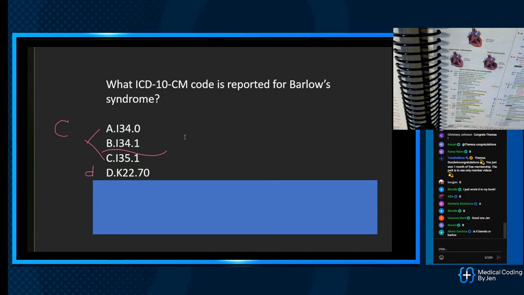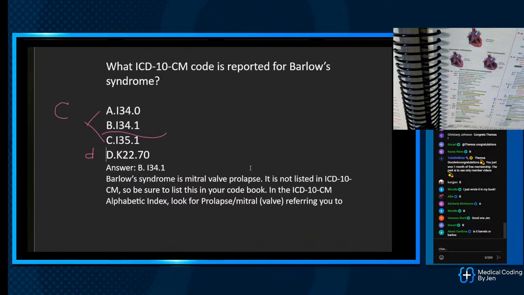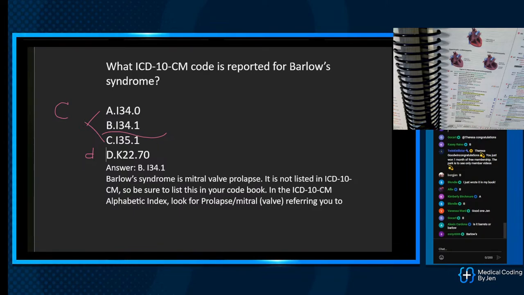And let me get the one right there. Barlow's syndrome is mitral valve prolapse. It is. And you know how you would find that without an indication? They're saying go to the index. But even if you went to the index, how would you even know to look up prolapse? It doesn't make any sense. That's just so unhelpful.